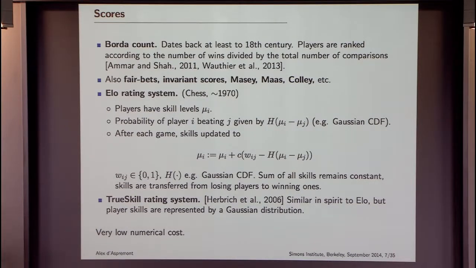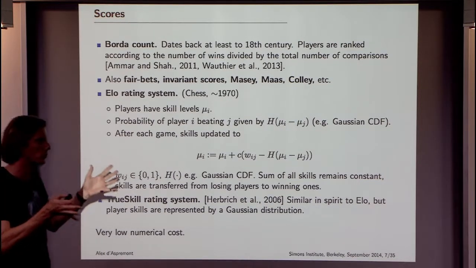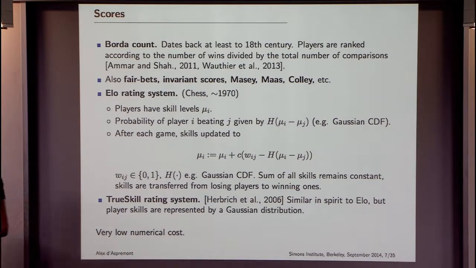So just, again, a very quick survey of what's possible, just because it's interesting to see the wealth of methods that have been applied to this very single specific rank aggregation problem. The Borda count dates back to at least the 18th century. And in this case, it's very straightforward. The players are ranked according to the number of wins divided by the total number of comparisons. Okay? So if I give you 2 minutes to come up with a direct way of reconstructing an order based on pairwise preferences, this is probably something you would come up with.